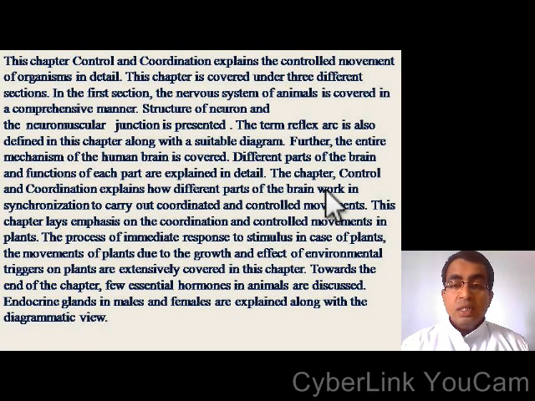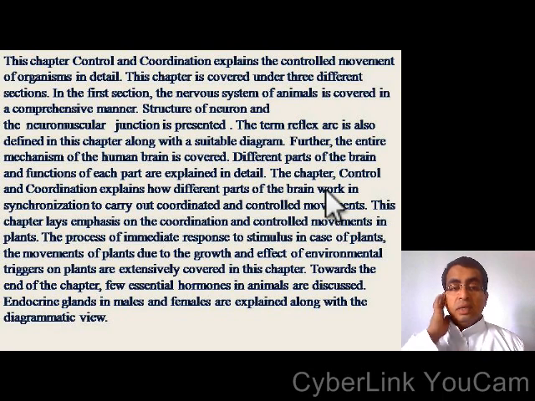Structure of neuron and the neuromuscular junction is presented. The term reflex arc is also defined in this chapter along with a suitable diagram. Further, the entire mechanism of the human brain is covered. Different parts of the brain and functions of each part are also explained in detail.